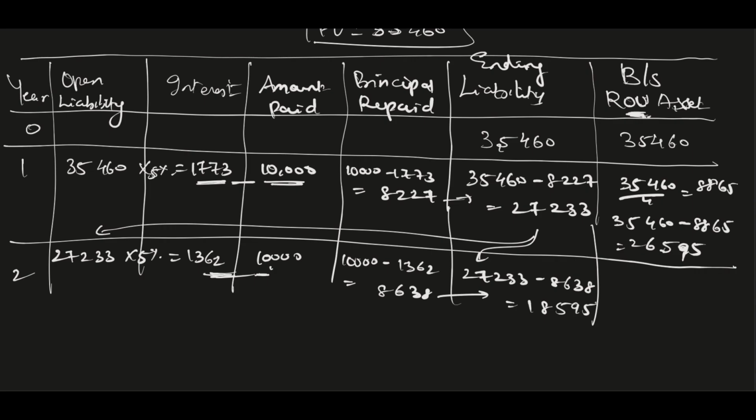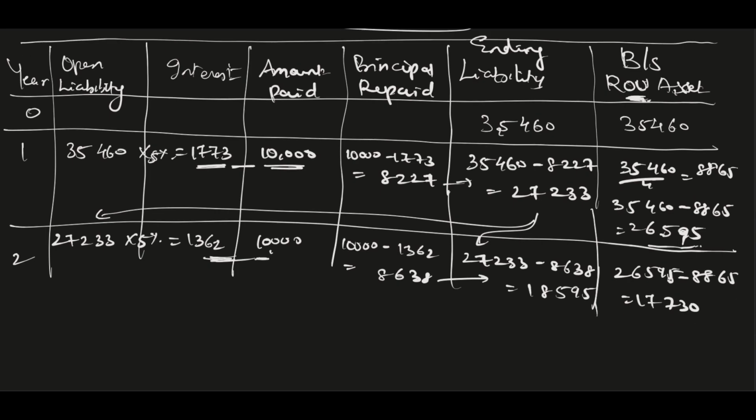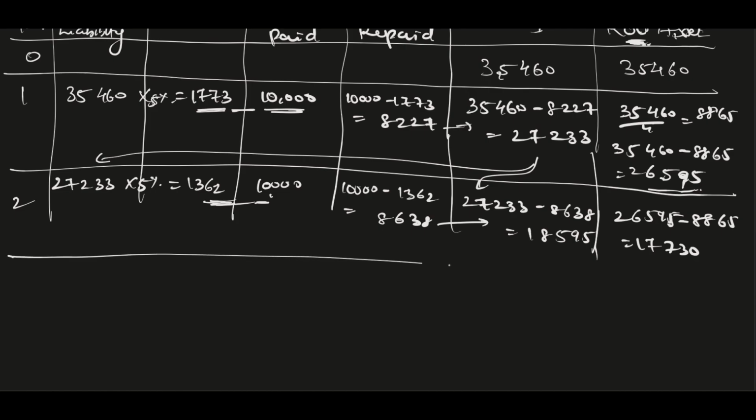18,595. Okay, so assets perspective, this is the liability. Assets perspective, 26,595 was there. We will again reduce 8865 because every year 8865 has to be amortized. So that comes to 17730.